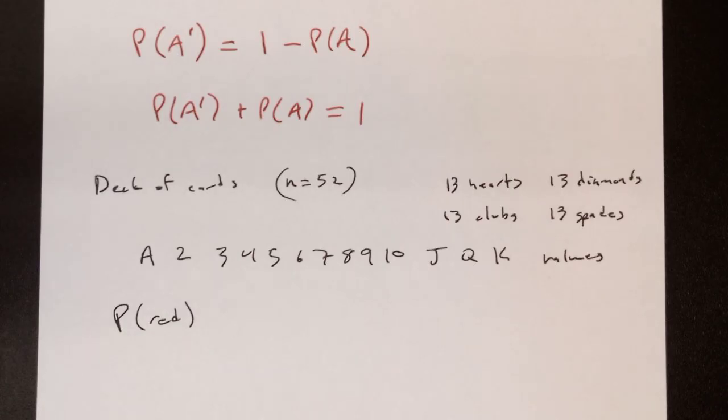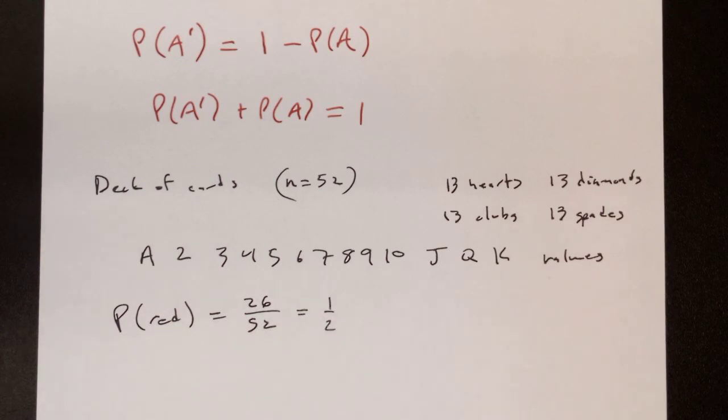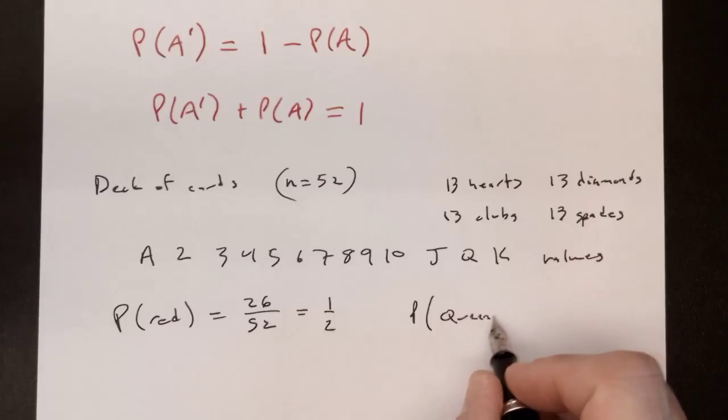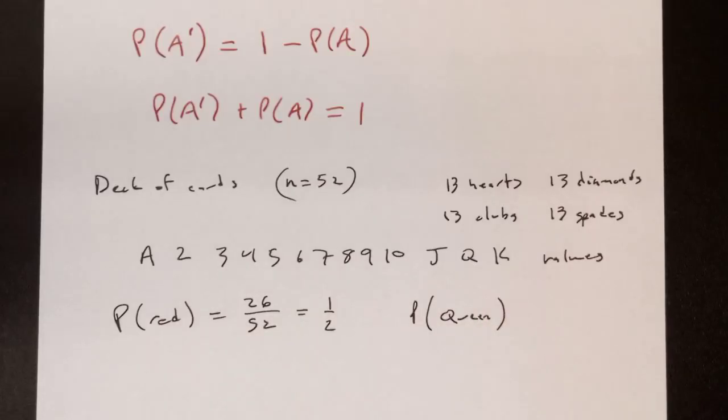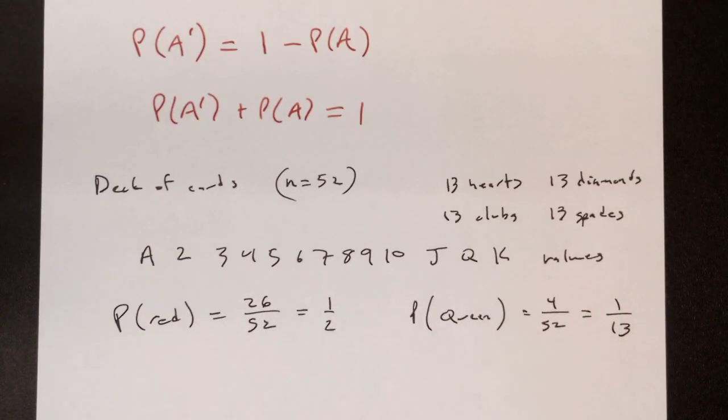From a theoretical calculation, chance of red, maybe a 50% chance. What's the chance of a queen? Which simplifies to 1 out of 13. If you want to use decimals for these, that's fine. I don't, because I think the decimal for 1 over 13 is ugly. I'm just going to leave it as a fraction.